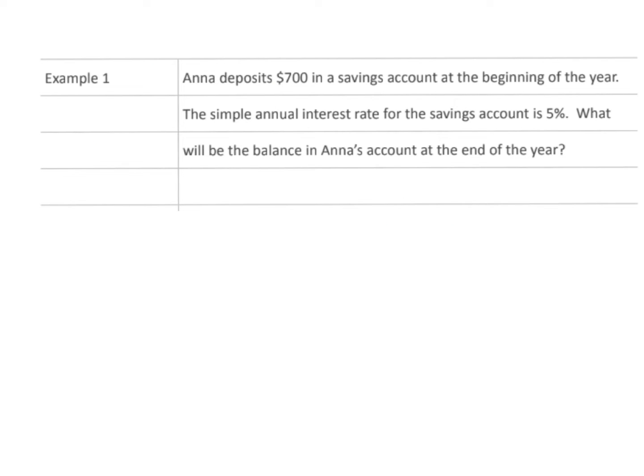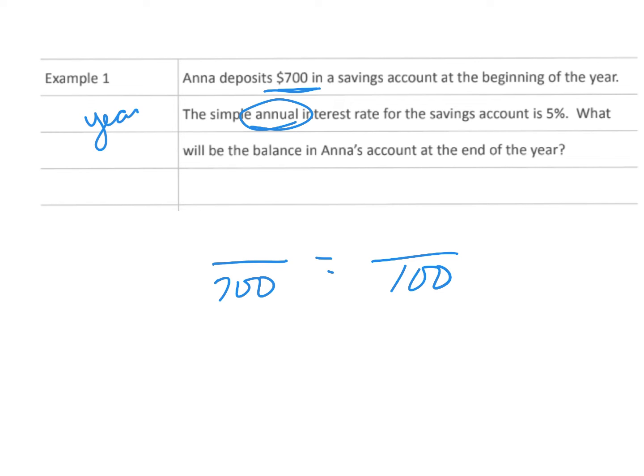Sorry, let's try example number 1. We're going to set up our percent proportion. And we have to pay attention to what we have. Anna deposits $700 into a savings account at the beginning of the year. That's our principal. That's how much money she has in the account. The simple annual interest rate, and again, annual is a word that we need to know. It means for a year. The annual interest rate for the savings account is 5%. That's what's going to go over 100. So the question is, what will the balance be in Anna's account at the end of the year?